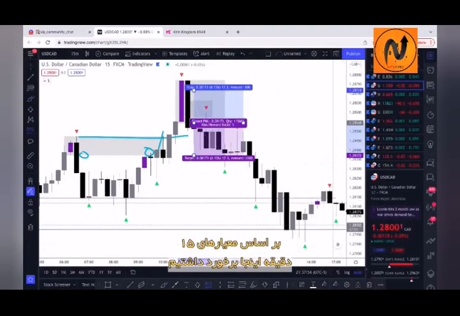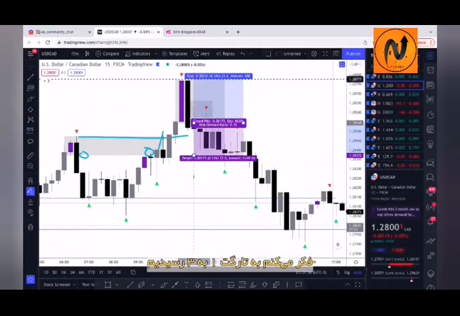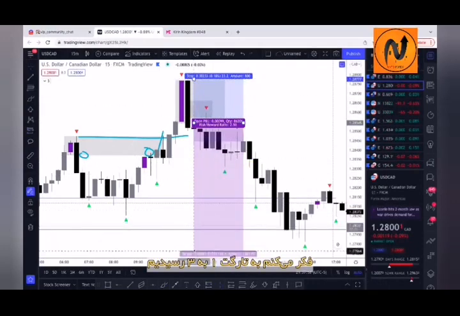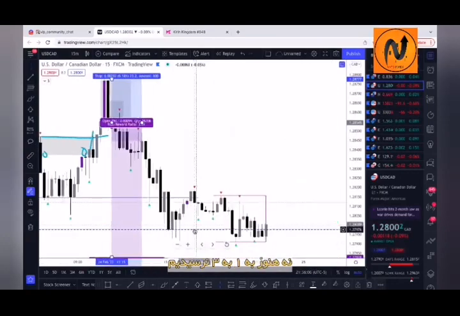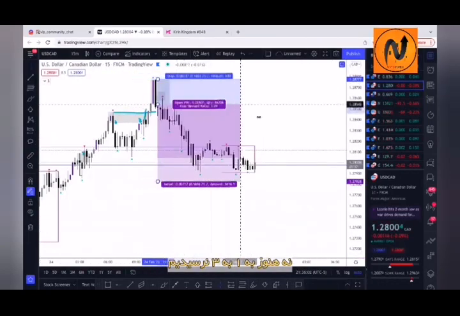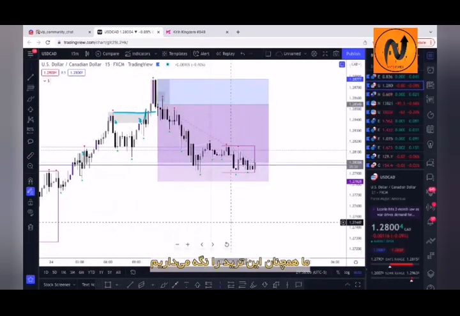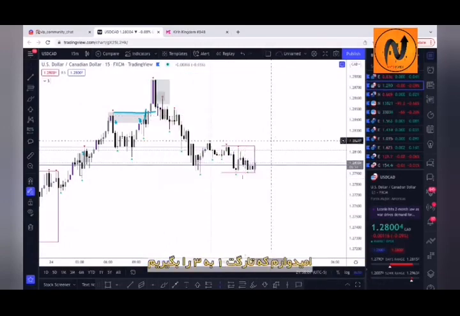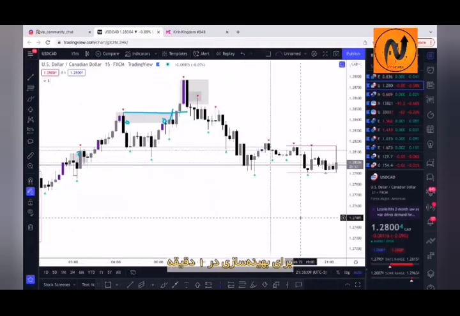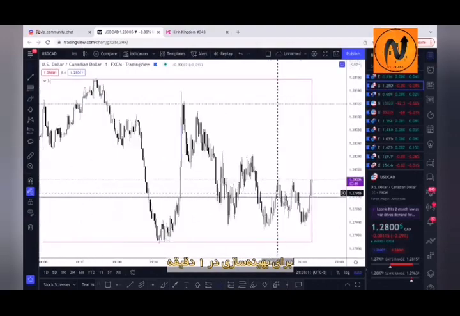We would have tapped in right here, and we would have achieved our 1 to 3, I believe. Oh, not yet. We wouldn't even have achieved our 1 to 3 yet. So we'd still be holding this trade, hoping that we're going to grab that 1 to 3. But that's why we have those 1-minute refinements.